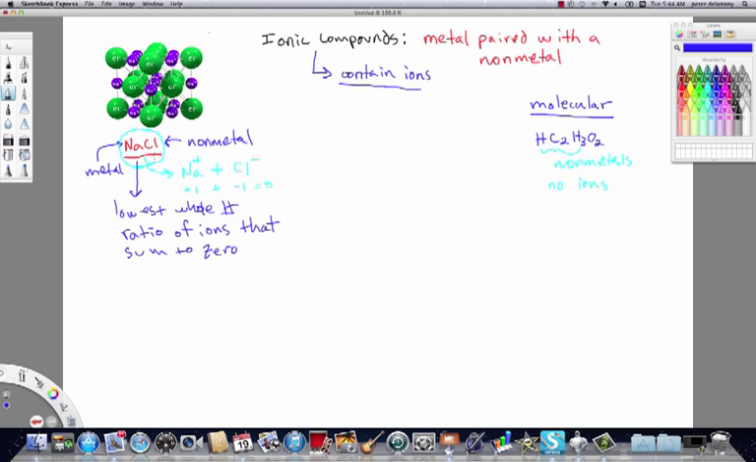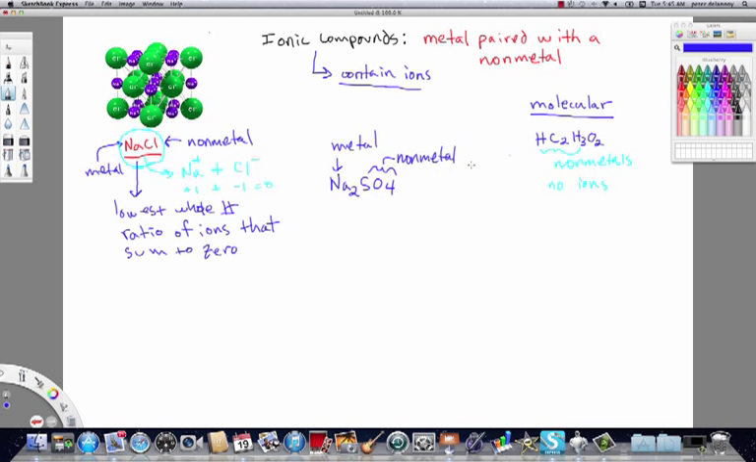Now, not all ionic compounds are as simple as sodium chloride. So let's look at some other examples. All right, this is an example of what we call sodium sulfate. And it's composed of, again, to go back to the basic definition, here's your metal. All right, and here is a collection of nonmetals.